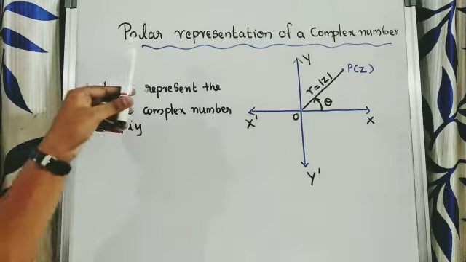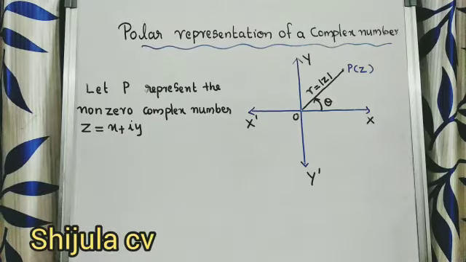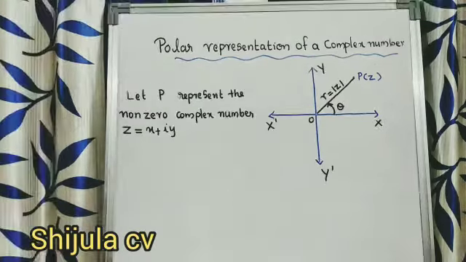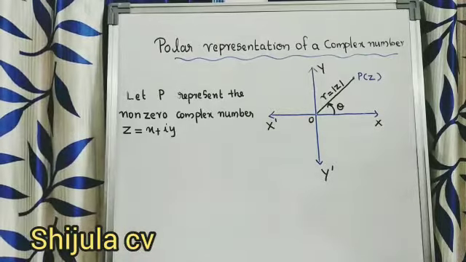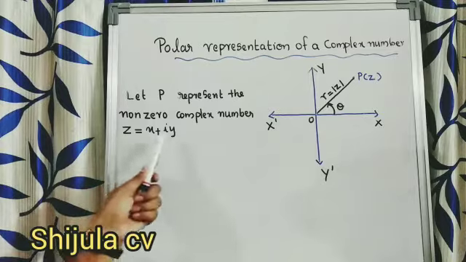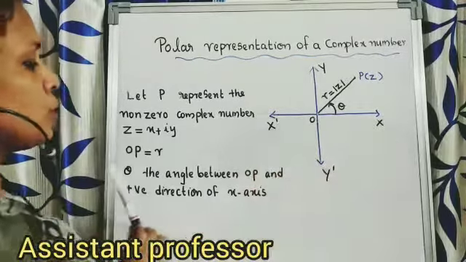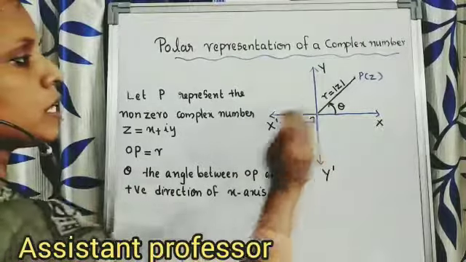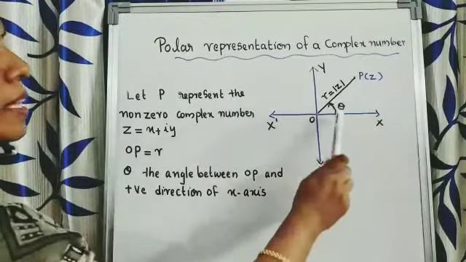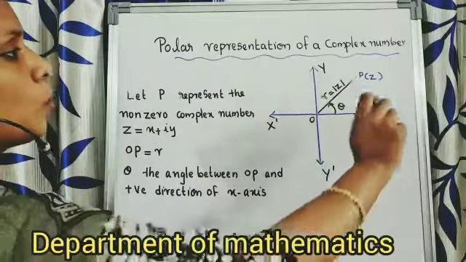Next is polar representation of a complex number. Consider the graph. Here P represents a non-zero complex number z is equal to x plus iy. In the figure OP is equal to r, and theta is the angle between the positive direction of the x-axis and OP.